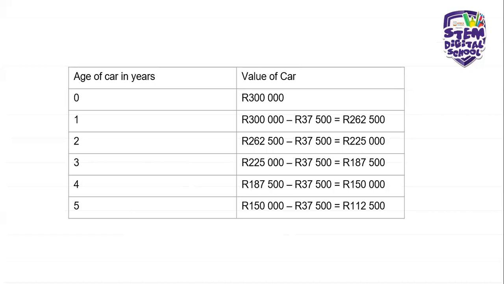The end of the third year, the amount will be 187,500. The end of the fourth year, the value of the car will be 150,000 rands. And at the end of 5 years, you can see that if you subtract 37,500 from 150,000, you will get 112,500. So basically, this is the same value that I got when I used the formula for simple depreciation.